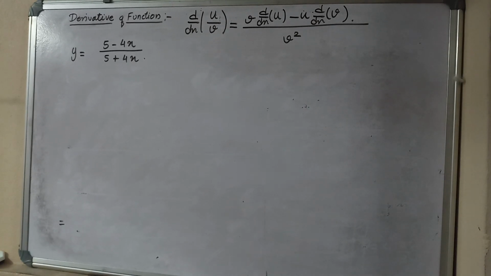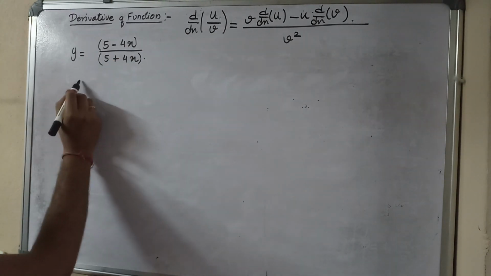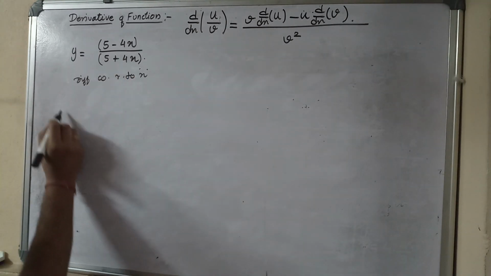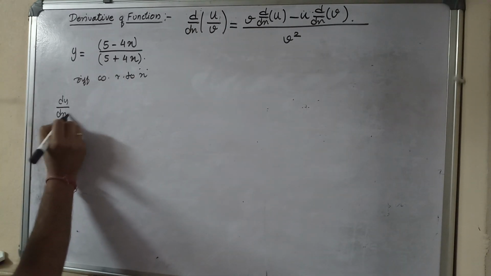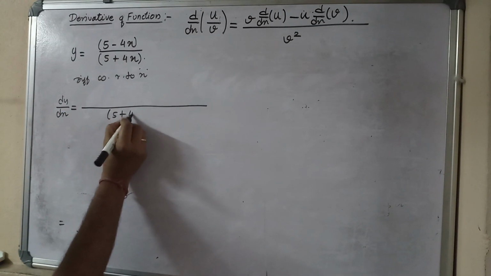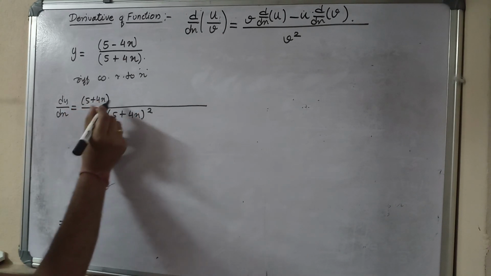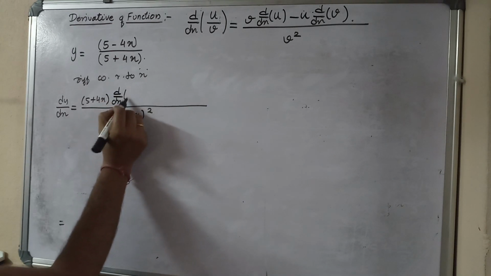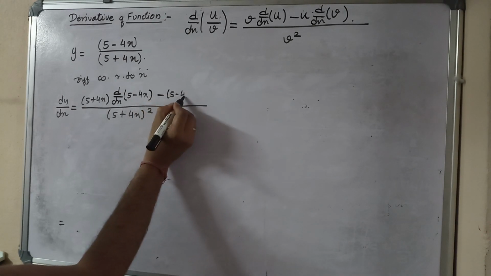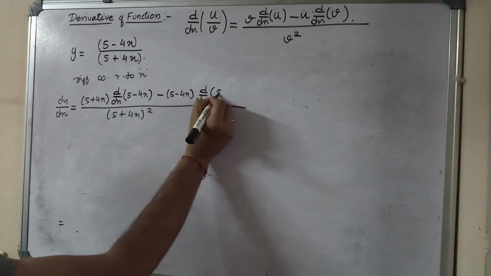Now this one is also a u upon v function. Numerator I'll consider u, denominator I'll consider v. Now differentiating with respect to x, dy/dx of u upon v is v square, then v dy/dx of u, 5 minus 4x, minus 5 minus 4x into dy/dx of 5 plus 4x.